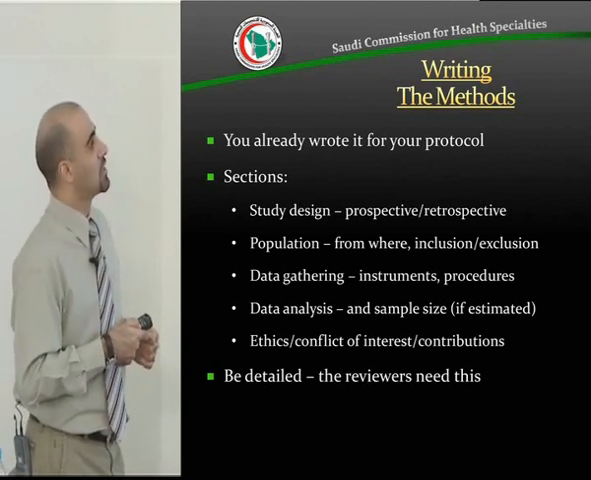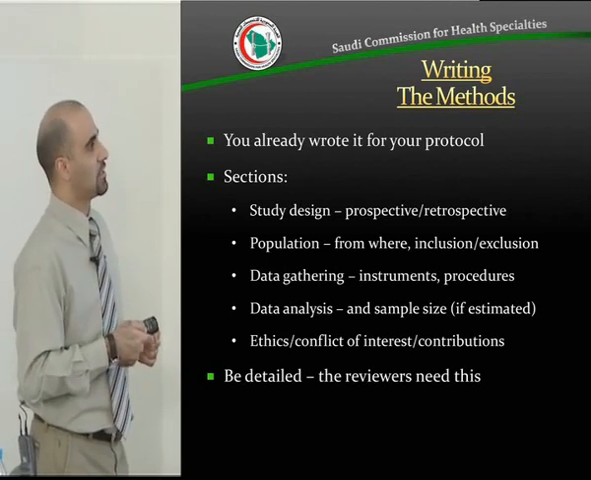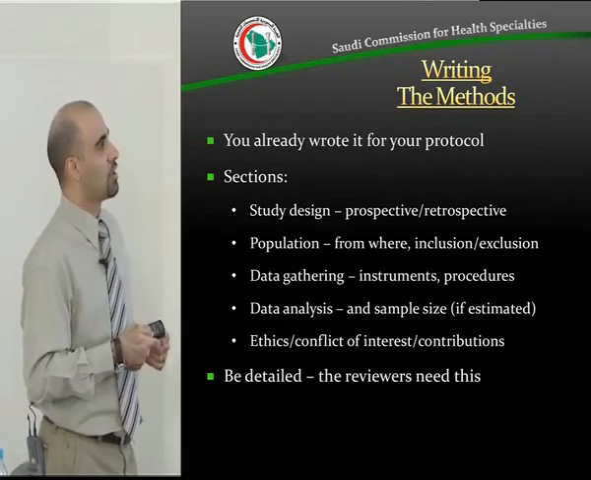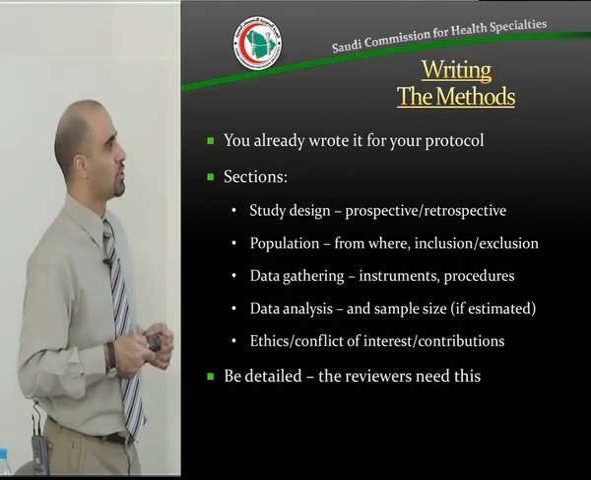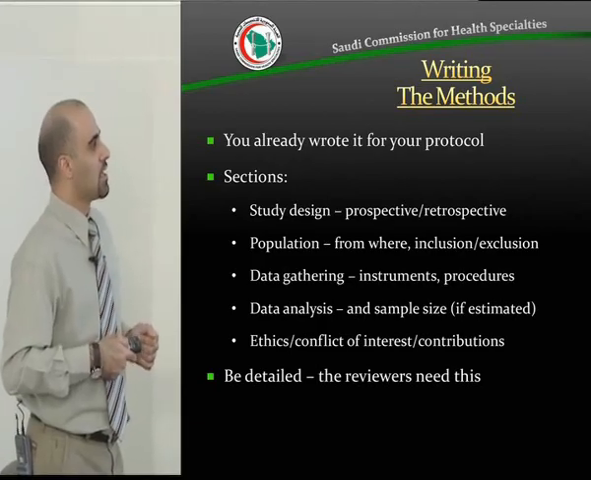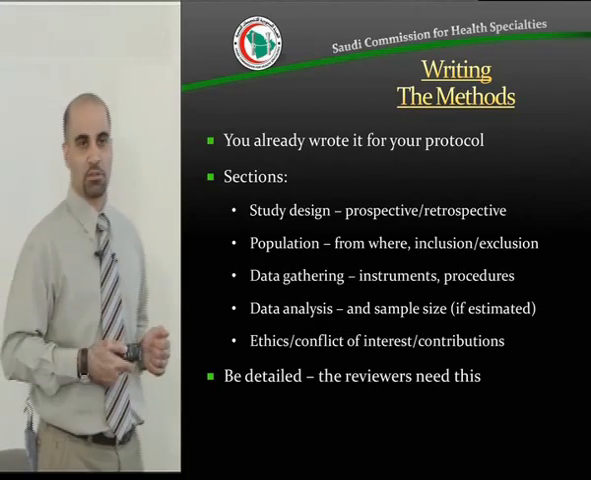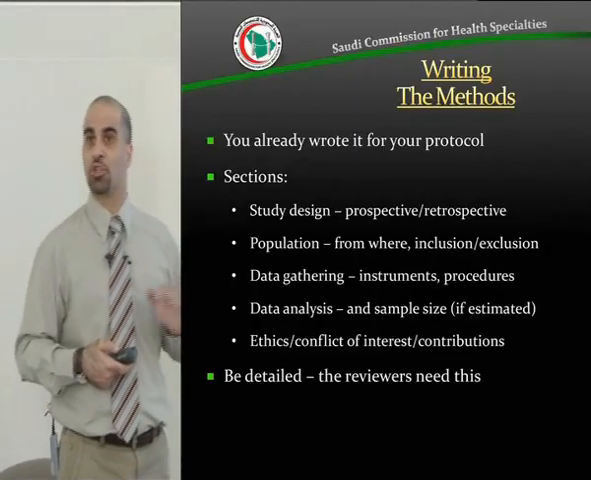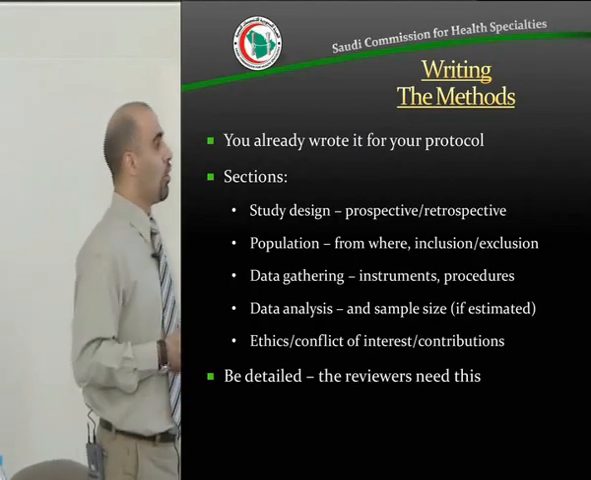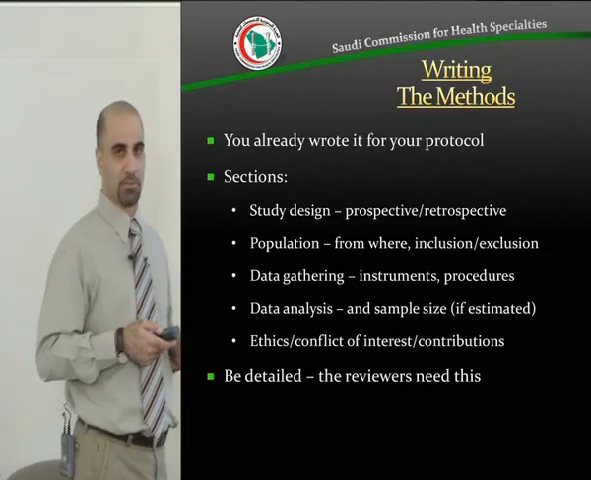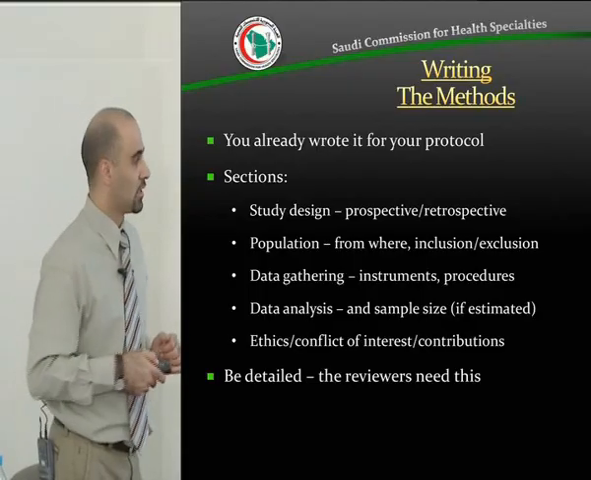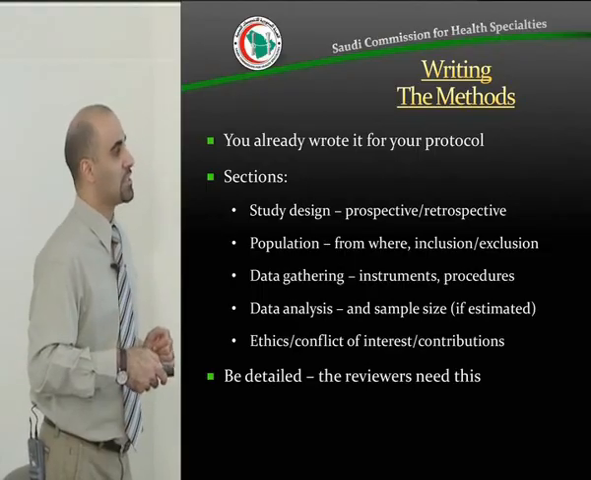So the sections in the methods are the study design, the population, whether inclusion or exclusion, data gathering, instruments and procedures, the analysis, the ethics, conflict of interest, and contributions. All of these should be ready from your proposal. All you have to do is to put it in the form of a manuscript now, not in the form of a proposal. Be detailed, the reviewers need this.